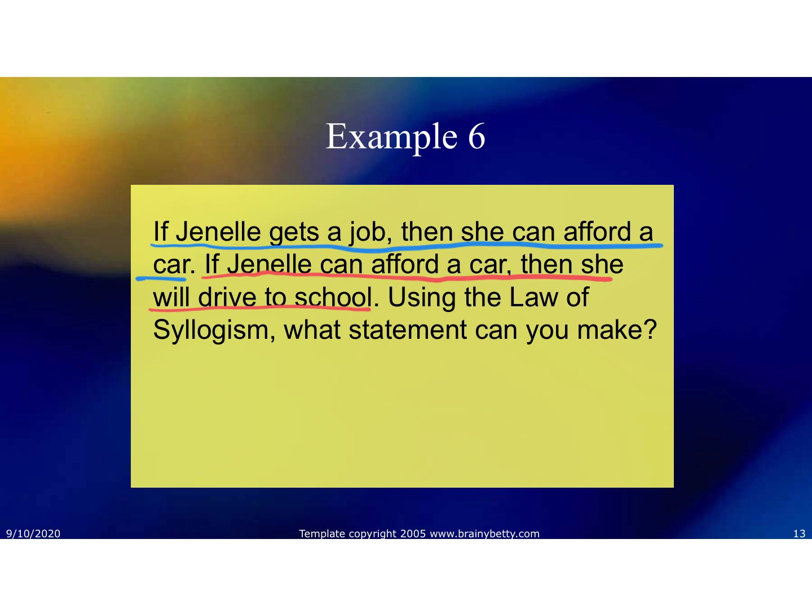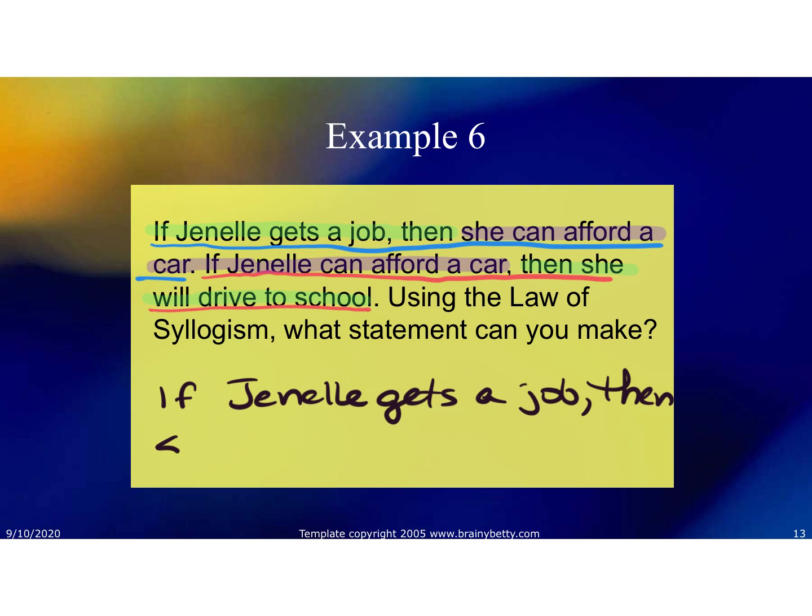So again, I'm looking for the overlap. This conclusion, she can afford a car, is the same as the hypothesis of the second conditional. So that cancels out or blends together. My new statement is going to be: if Janelle gets a job, then she will drive to school. Let me go ahead and write that as my new statement.